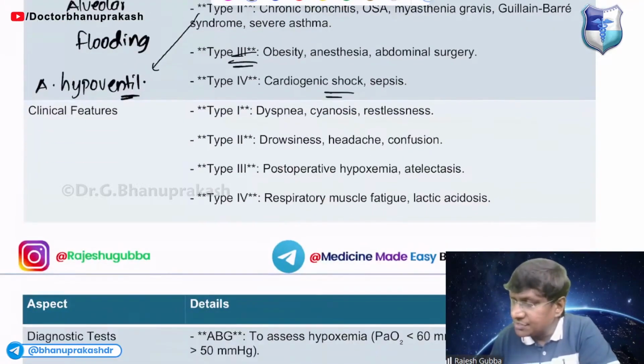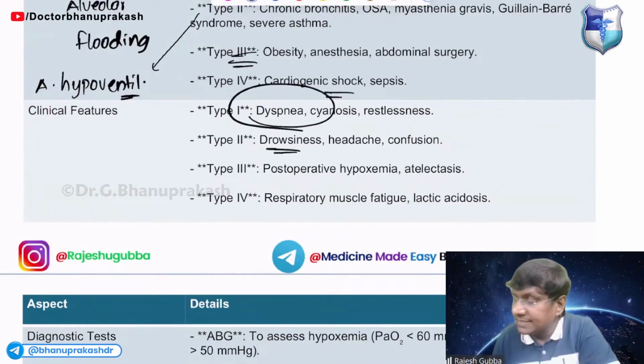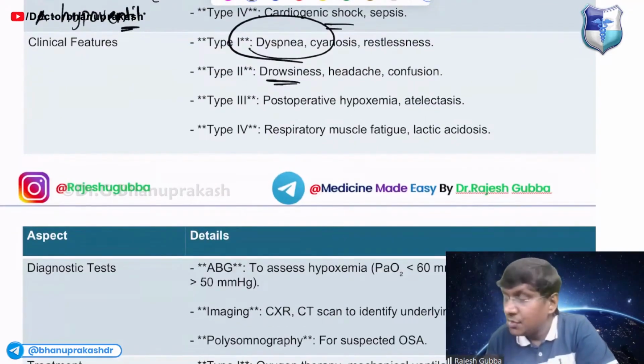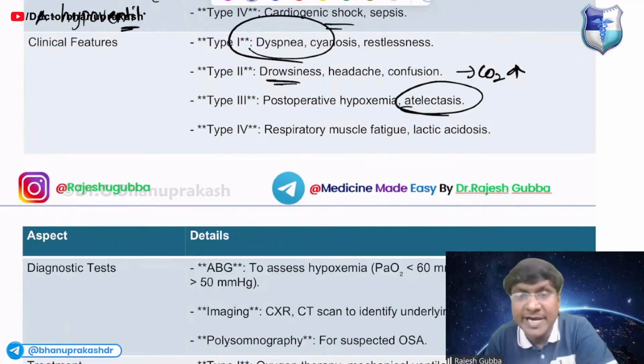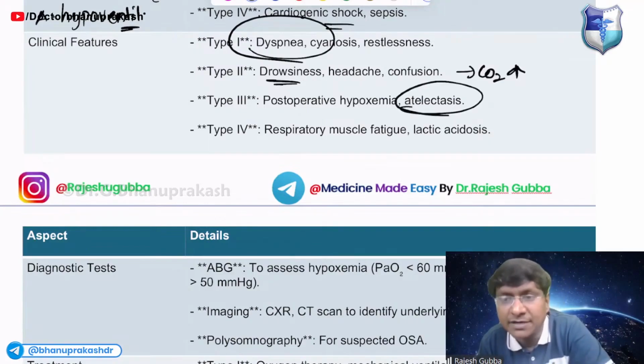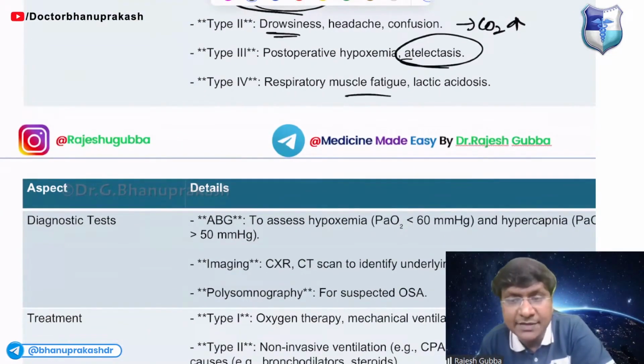And in all these etiologies, the common symptom will be dyspnea. But whereas in type 2, they'll have drowsiness, headache, and confusion. Why will they have drowsiness, headache, and confusion? That is because of increase in your carbon dioxide levels. And type 3 is considered as postoperative respiratory failure. There will be atelectasis of the lung field, collapse of the lung field. And type 4, you have respiratory muscle fatigue that will result in lactic acidosis.